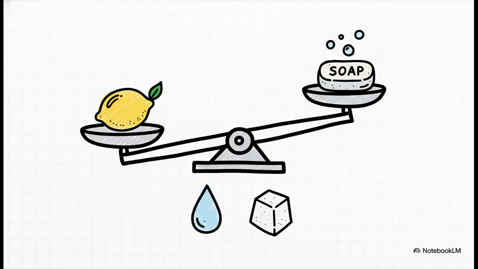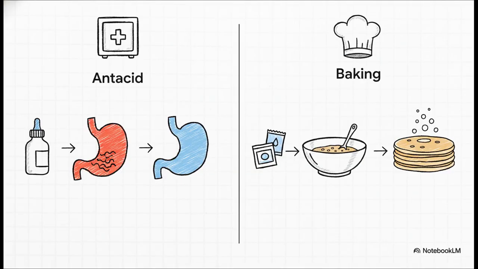Simple as that. And when you bring an acid and a base together in a reaction, you get a special process called neutralization. And it's exactly what it sounds like. The two substances basically cancel each other out. And this isn't just theory. It's happening all around you, in your kitchen, in your medicine cabinet. The basic formula is that an acid plus a base gives you a salt plus water.